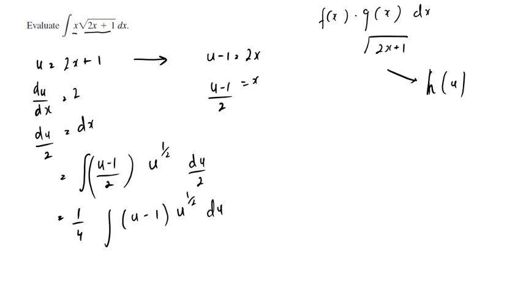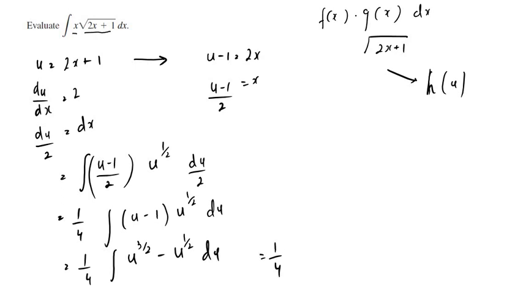Now we'll multiply. When you multiply, you add the powers. So 1 over 4 integral of u times u to the half would give, you add the powers, 1 plus half is 3 over 2, minus u to the half, du. Now we know how to do this because it's simply the power rule. So what do we do for the power rule?